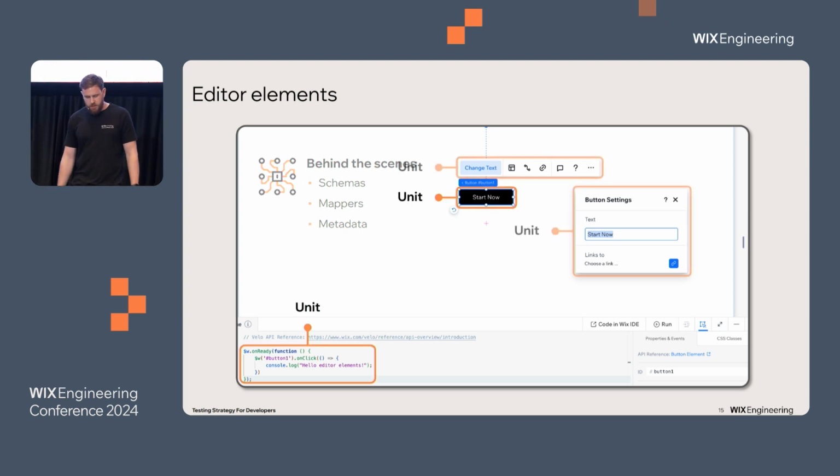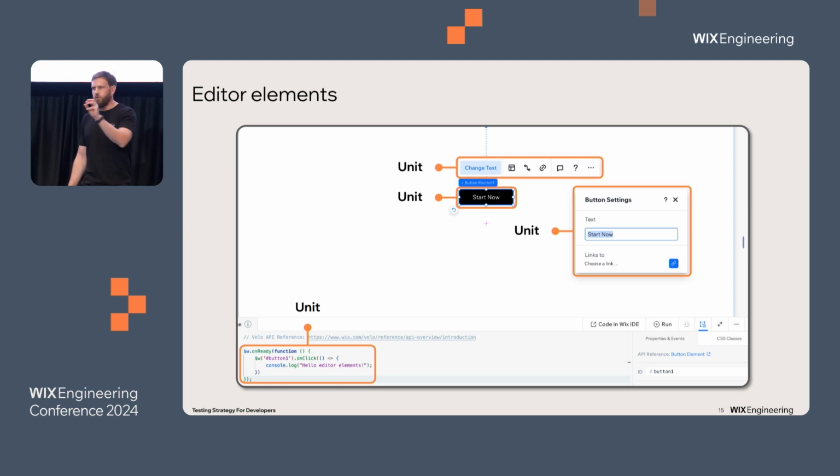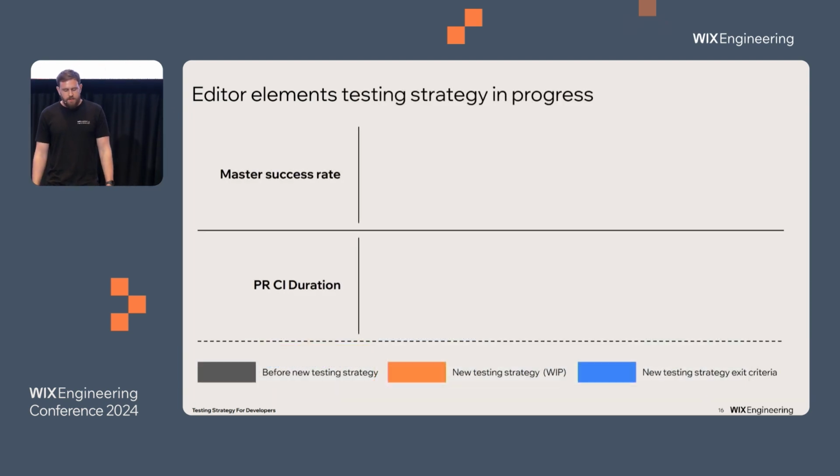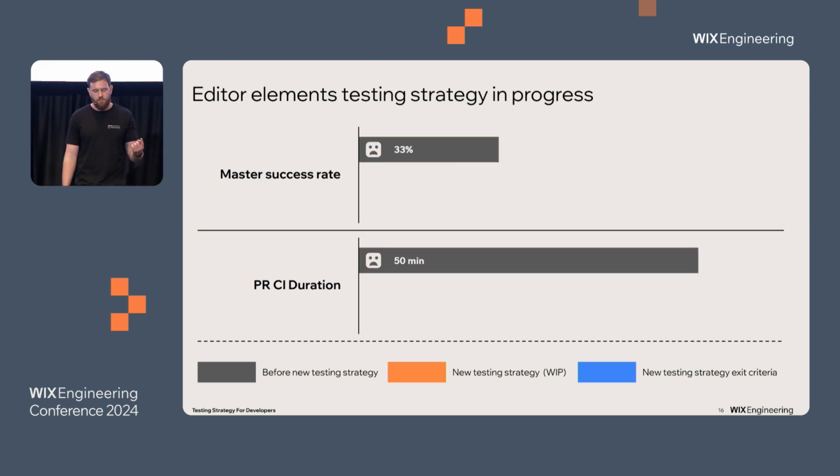Now, our testing strategy was unit testing each editor element part separately and writing end-to-end tests, which test the entire component flow in the Wix website. This approach was problematic, and we can see it based on these statistics. Our master success rate was only 33%, and the PR CI duration was 50 minutes. So think about it. You want to ship one line of code, you probably need to rerun it 3 times just so the CI passes, and every time you wait 50 minutes.